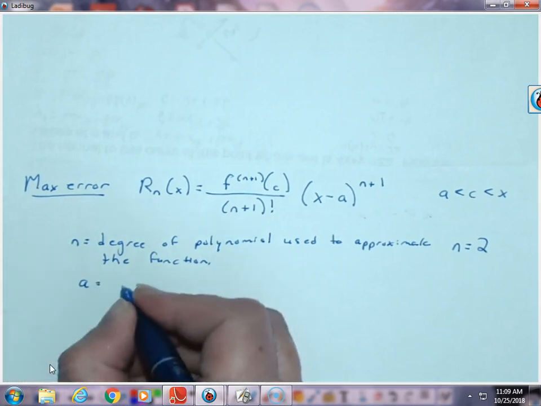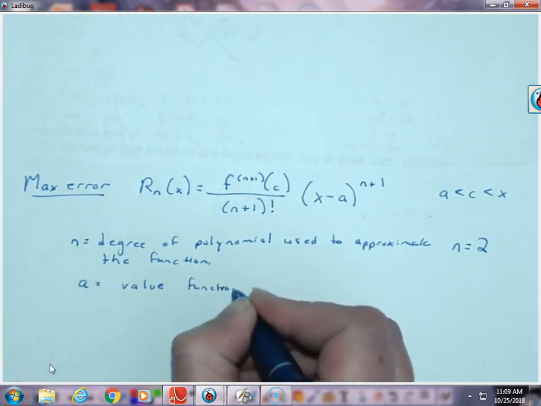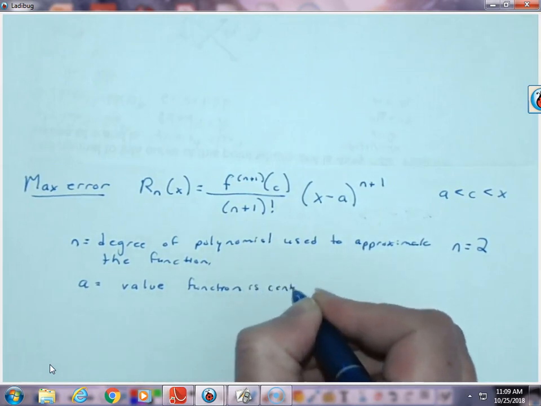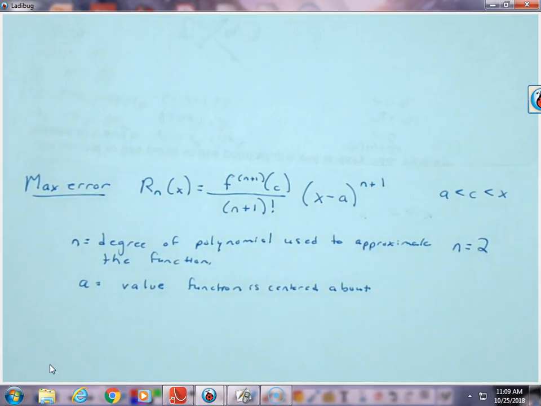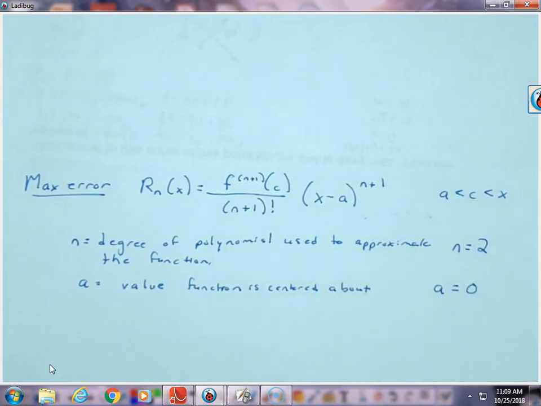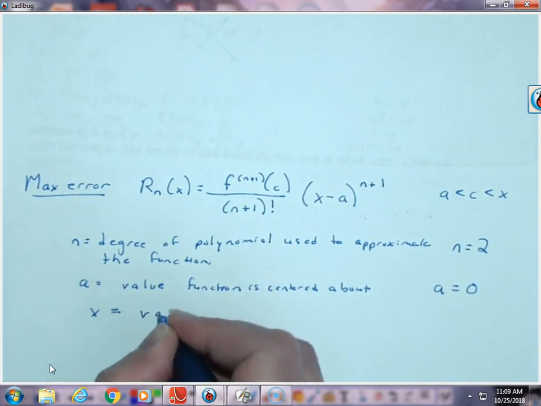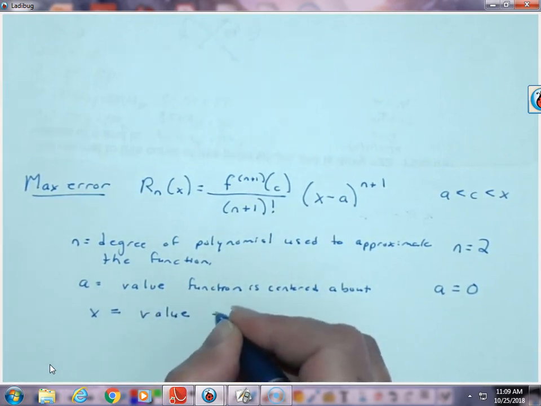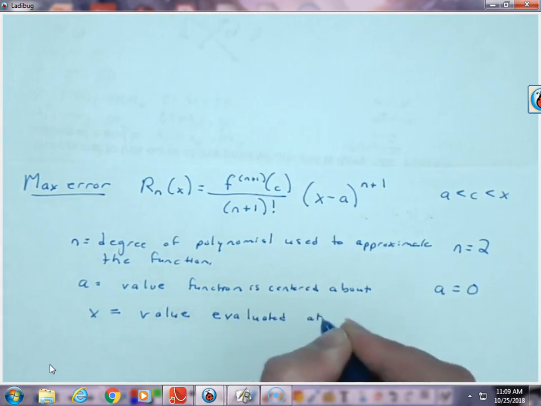A is the value the function is centered about. Mine was a Maclaurin series, so what was mine centered about? 0. You got it. Okay. X is the value that you're evaluating the function at. You got it.